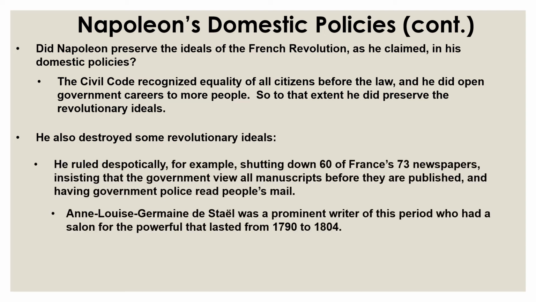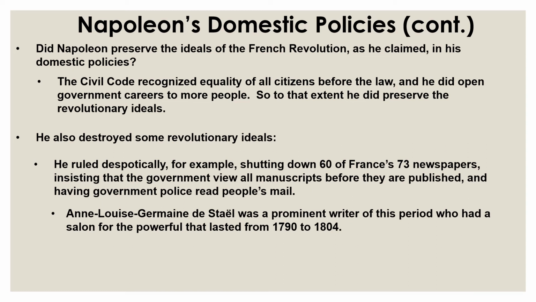He ruled despotically, meaning absolutely. For example, he shut down 60 of France's 73 newspapers because he did not want a free press to challenge anything he was trying to do. And he insisted that the government view all manuscripts before they were published. So that's censorship of the press. And having a government police read people's mail to make sure that nobody was plotting against his government.